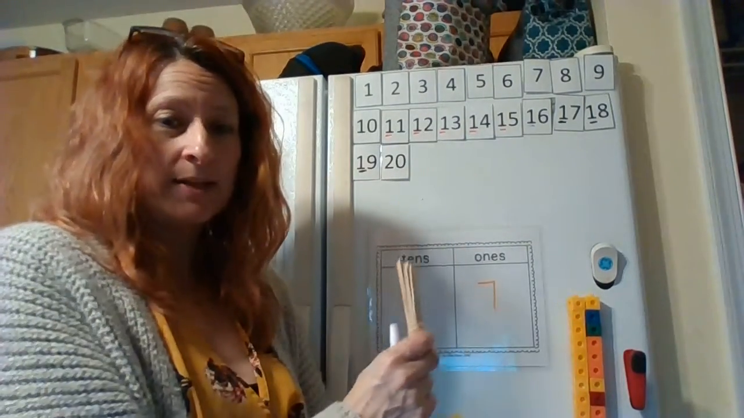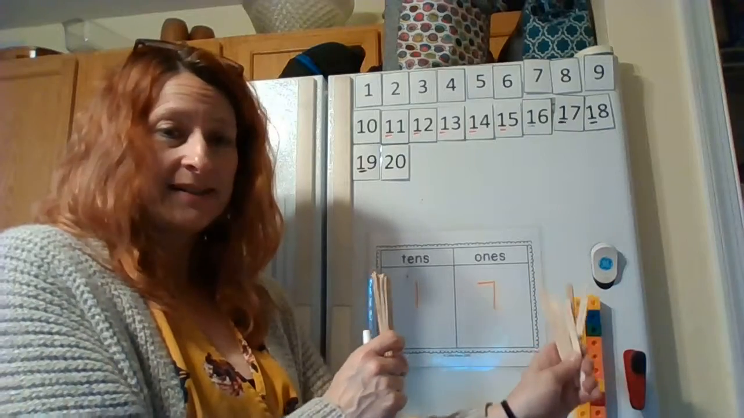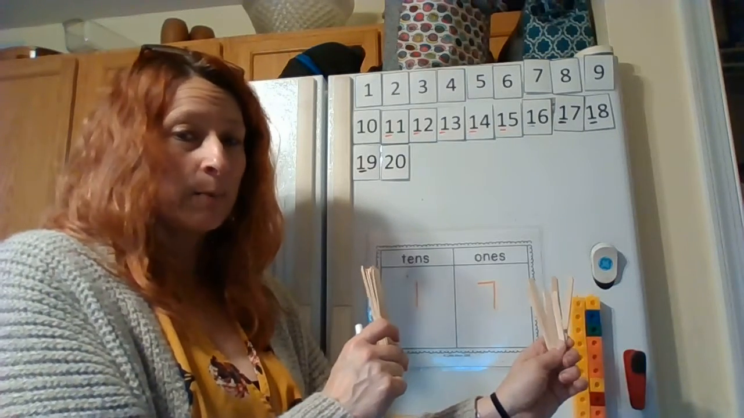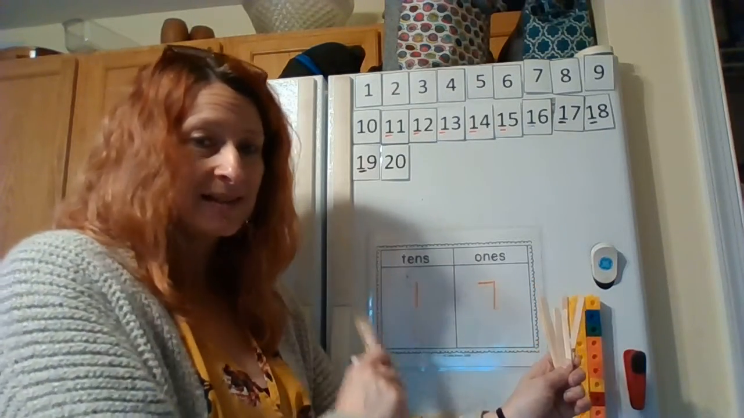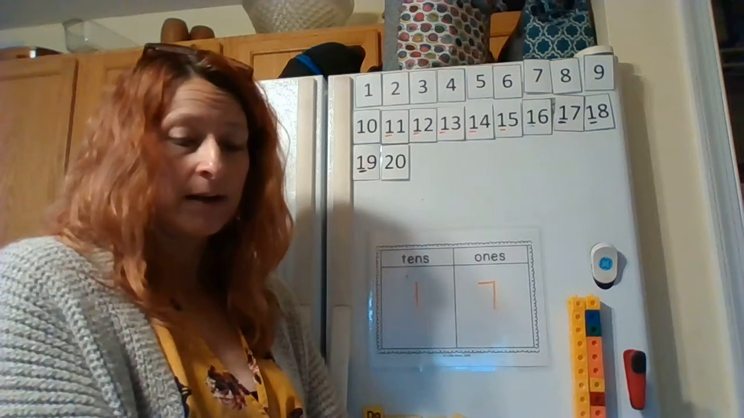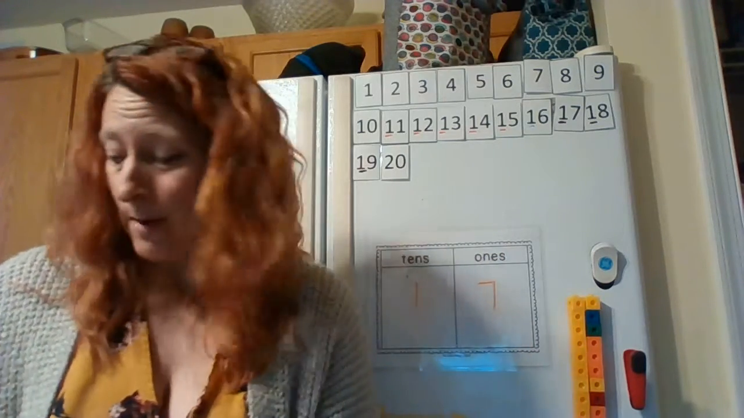I have my one group of 10s. I have my 7 ones. My number is 17. All right. Do one more with the popsicle sticks.